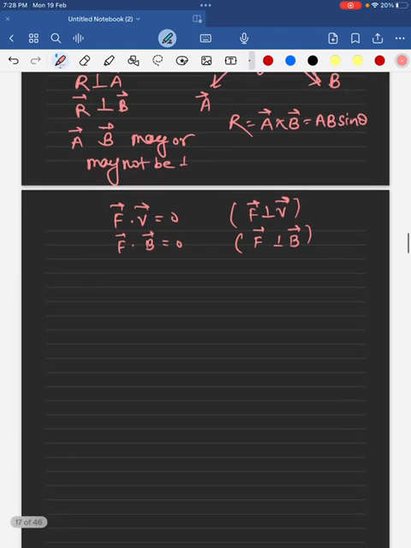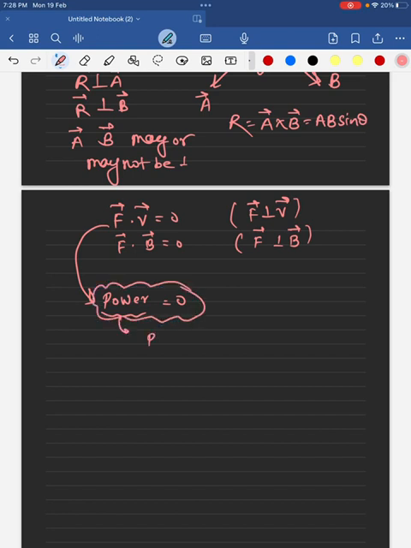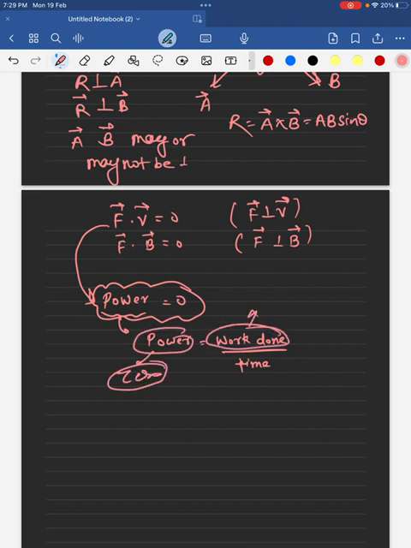We studied in the 11th class that F vector dot v vector is called power. If F dot v is equal to 0, we can simply say the power is equal to 0. And power is equal to work done divided by time. Now you can see the most important question of NEET: if power is 0, that means the work done is 0. It means the magnetic field does not do any work on the charged particle.